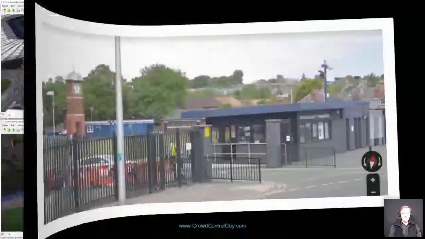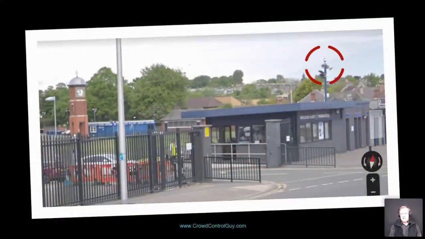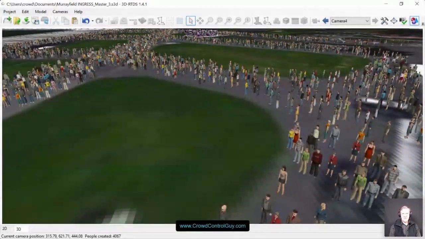CCTV cameras, there's one I spotted earlier. And that's the angle and the image that I need to work from. Okay, so here we're going. It's really freaky not being able to hear people.